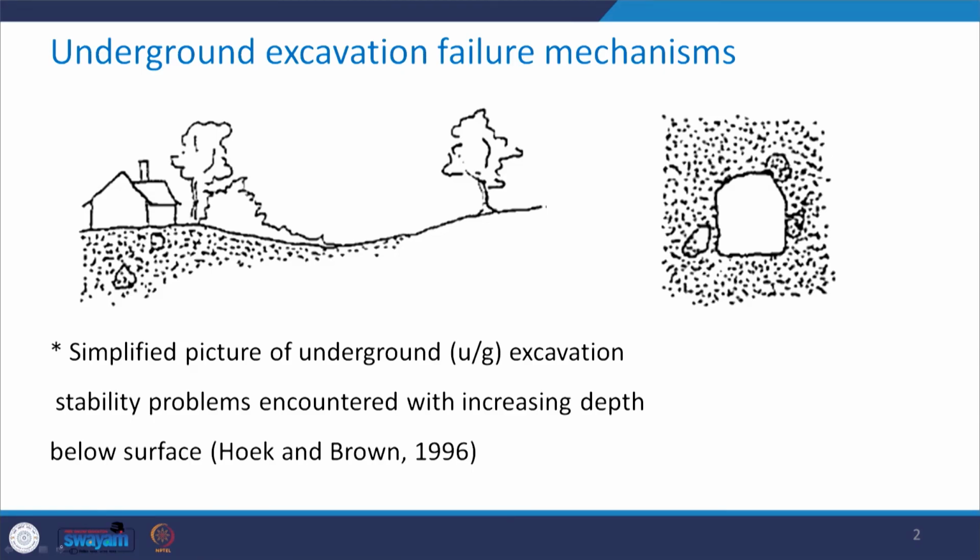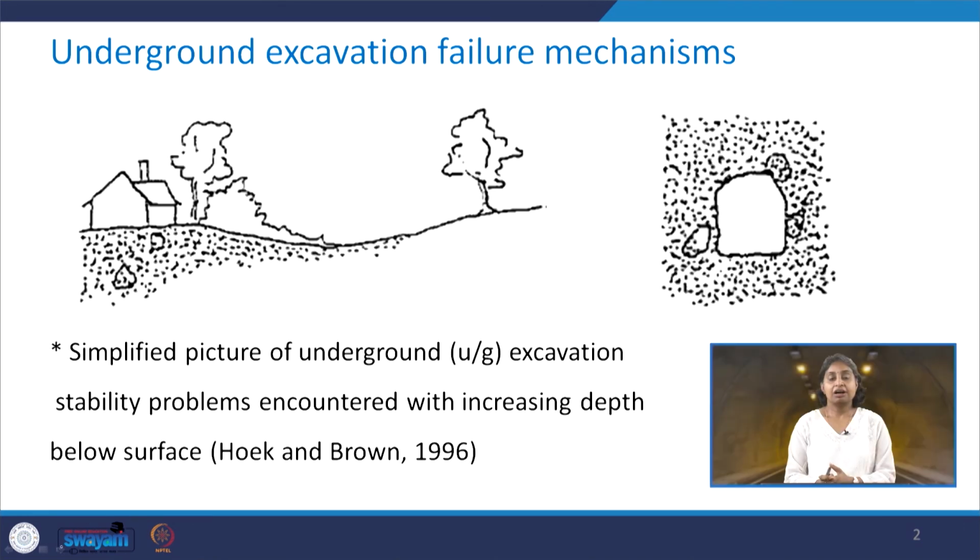So, here are two typical figures which give us the idea, in the most simplified manner, of how underground excavation stability problems are encountered with increasing depth below the existing surface. You can see that this is the existing surface here, and as you go deeper you can come across this kind of cavity or loose zone, which can cause problems to the underground excavation.